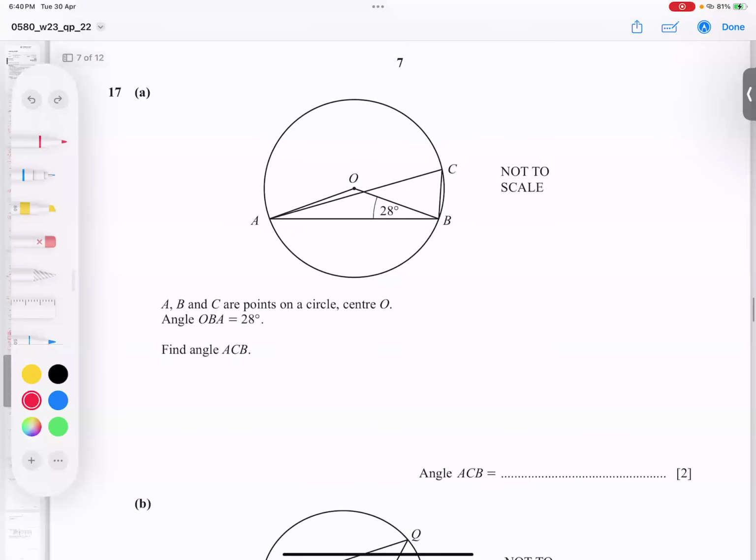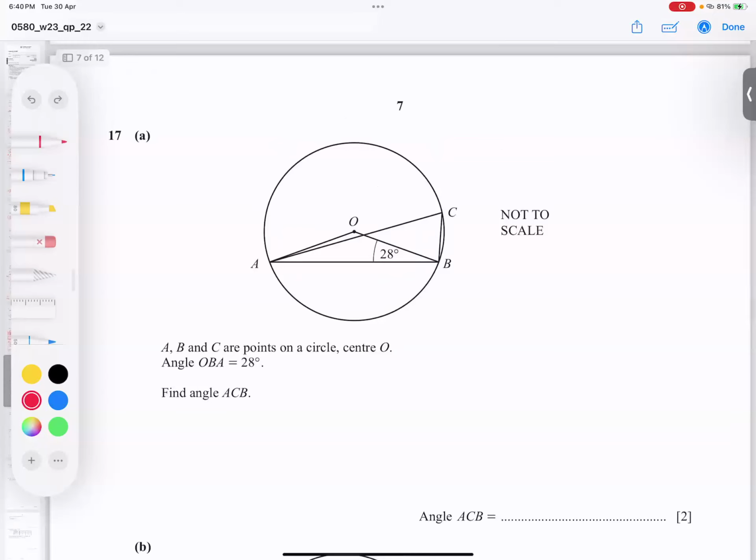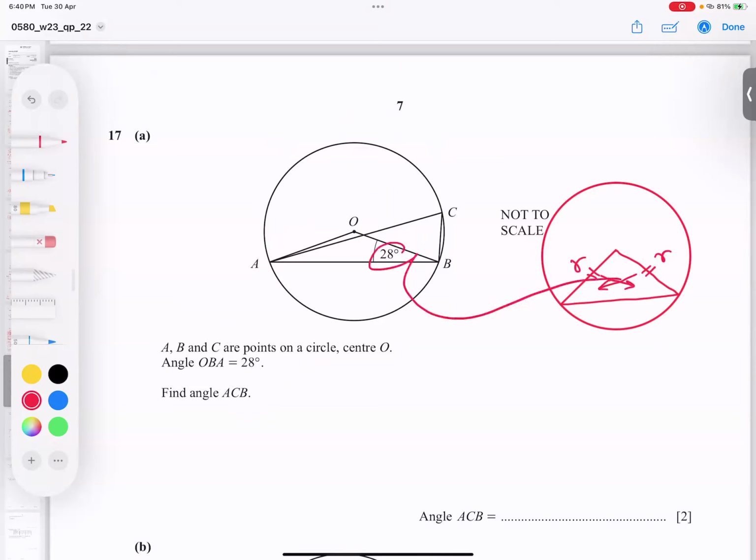Question number 17. In this kind of question, we have two properties I'm going to implement. This property I will implement first of all. The actual target is this angle, this number. So I will tell you two ways. This is called radius. This is called radius. And if these are radii, the opposite angles are 100% equal. And this is 28. So this is 28, and this is 28 as well.